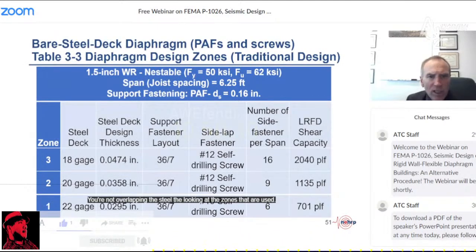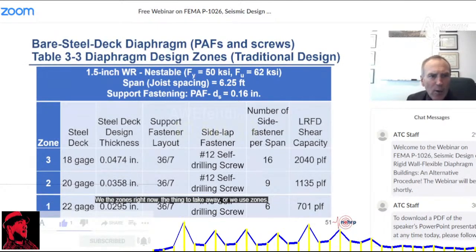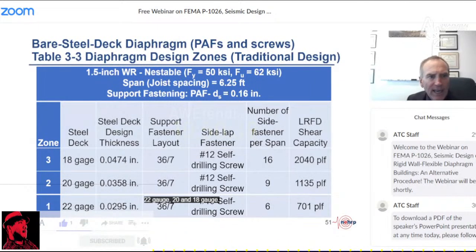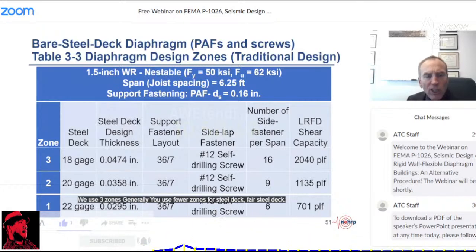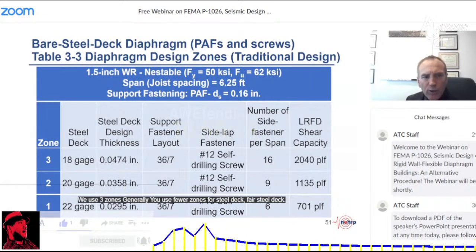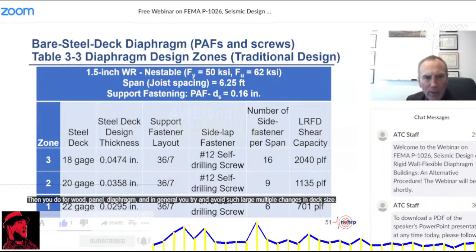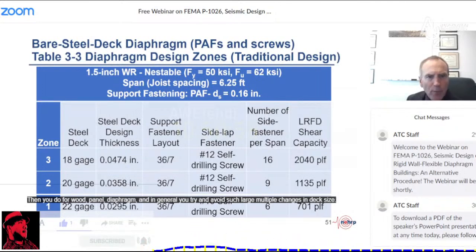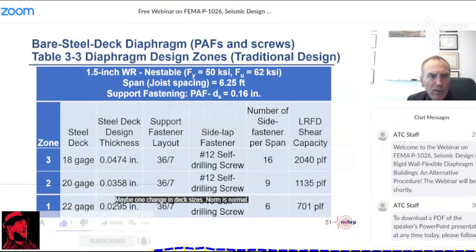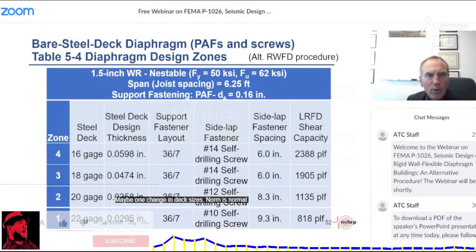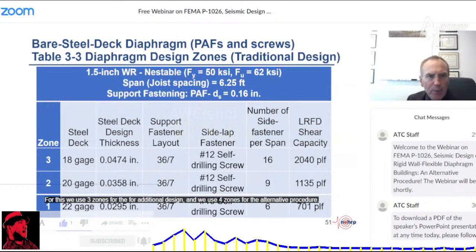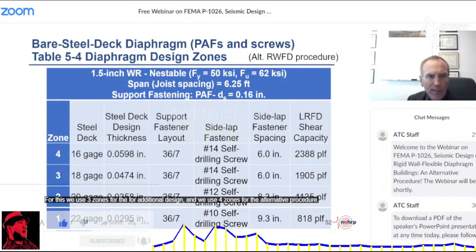Looking at the zones that are used, the thing to take away is that we use 22 gauge, 20, and 18 gauge, so 3 zones. Generally, you use fewer zones for a bare steel deck than you do for wood panel diaphragms. In general, you try to avoid such large multiple changes in deck size. Maybe 1 change in deck size is normal. For this, we use 3 zones for the traditional design, and 4 zones for the alternative procedure.